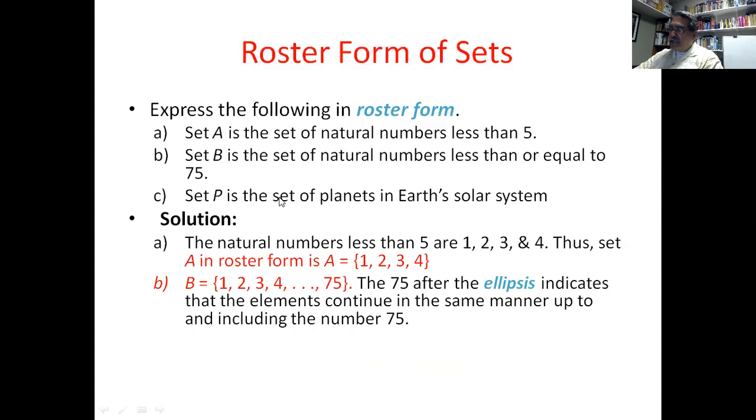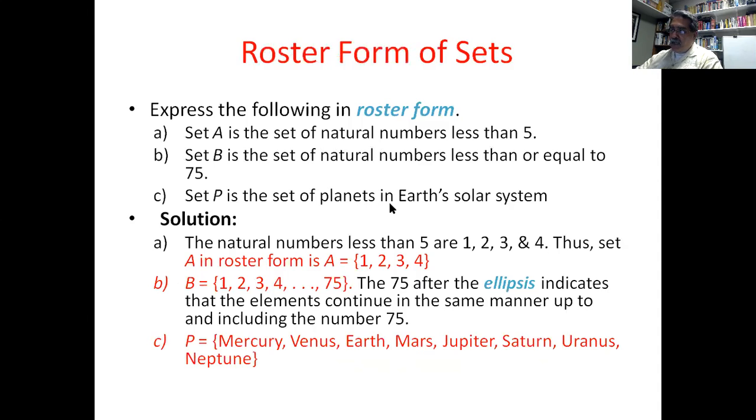The set P is the set of planets in the Earth's solar system, which includes, going from the Sun, Mercury, Venus, Earth, Mars, Jupiter, Saturn, Uranus, and Neptune. We used to have Pluto, but that was counted out because they don't consider Pluto a planet anymore. It's called a dwarf planet. Okay.